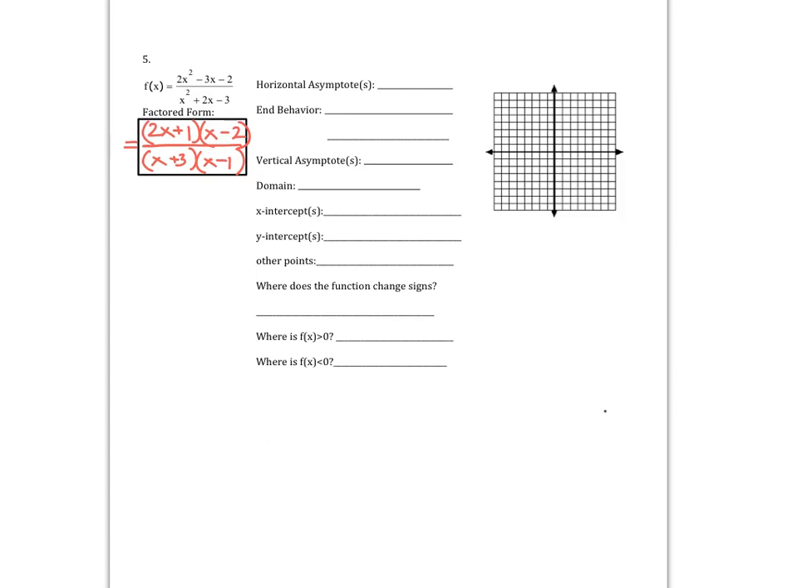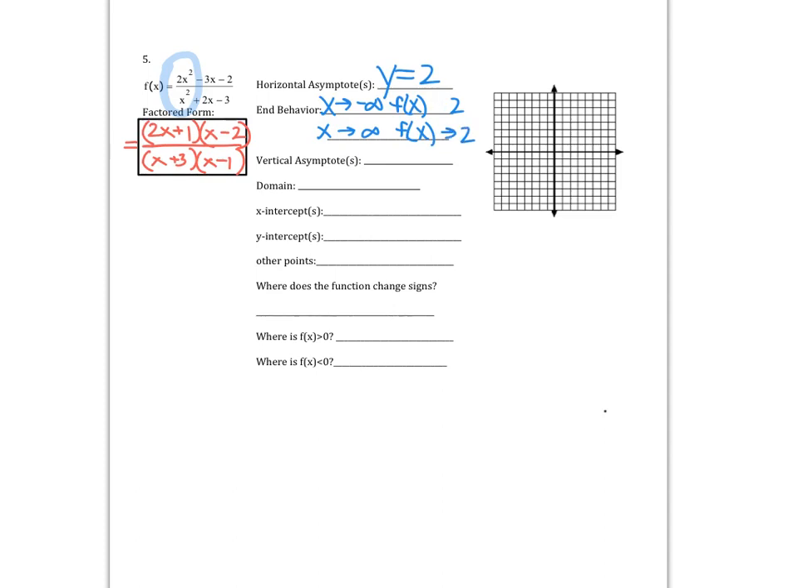So horizontal asymptotes, remember that tells us end behavior. The way we find that is by looking at our leading coefficients. Our greatest power in the numerator and denominator is both degree 2. So if we take 2x squared divided by 1x squared, that gives us y equals 2. So that is your horizontal asymptote, and that tells us our end behavior. As x gets really small, f of x is going to approach 2, and as x gets really large, f of x is going to approach 2 as well.